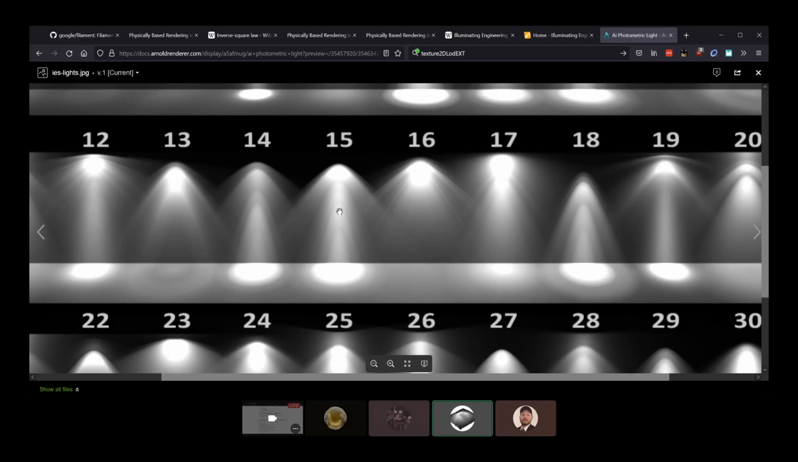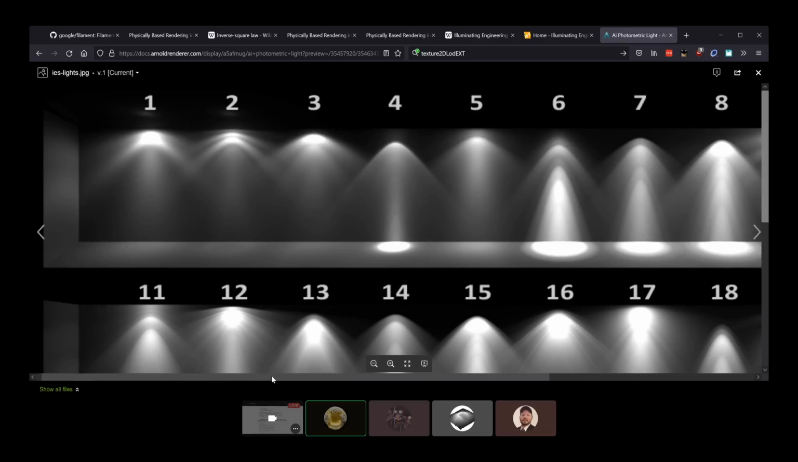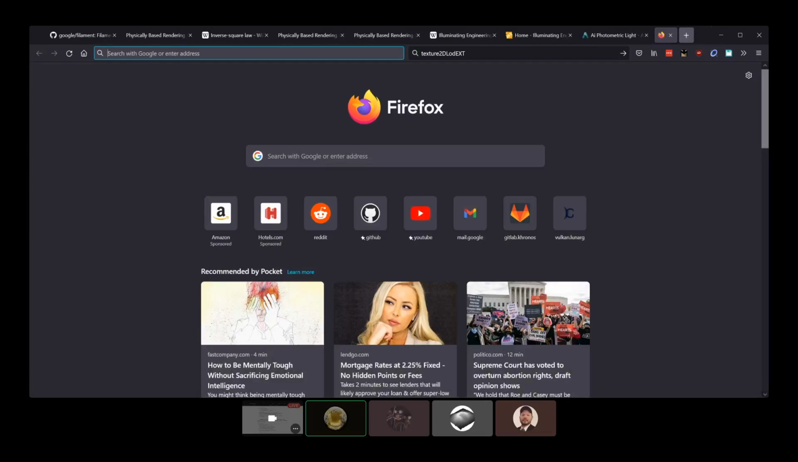Is that 1, 2, 3, 4, 5, 6 different cones? Yeah, it really is just a bunch of spotlights stacked on top of each other. I'm picturing one of those recessed can lights, with multiple reflections out of that.